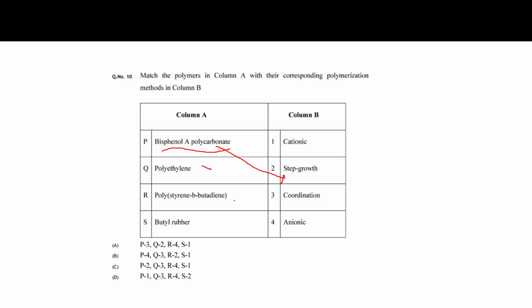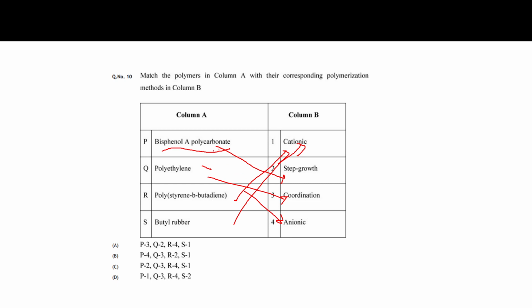Polystyrene butadiene can be made by anionic polymerization. Polyethylene will be coordination polymerization, like MAO catalyst or Ziegler-Natta catalyst. And butyl rubber will be cationic polymerization. Sorry, and polystyrene butadiene will be anionic.